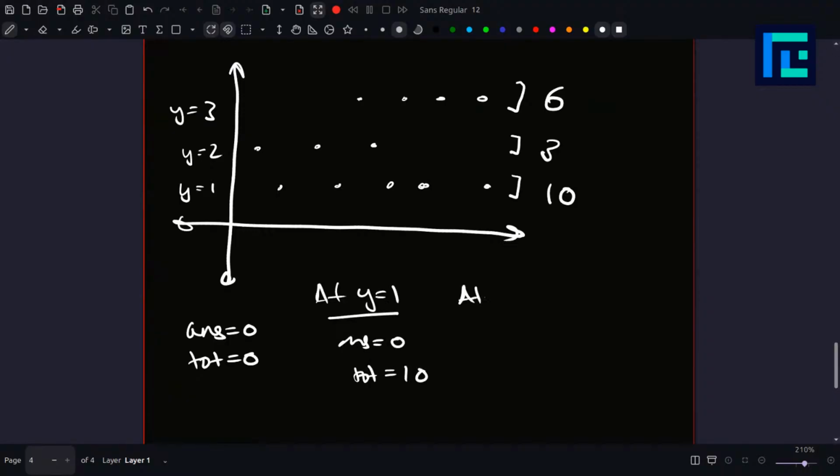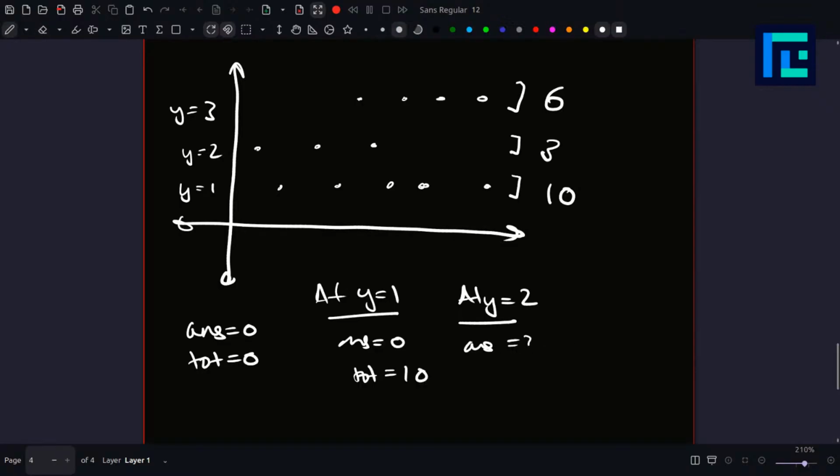Now what about at y equals 2? When I go here, currently my total is 10. That means there are 10 lines below me, and also there are 3 lines in my current set. So my answer will increase by 3 times 10. My answer becomes 30 now.